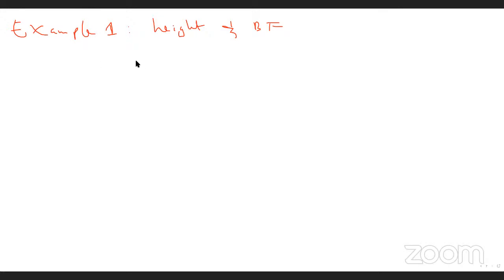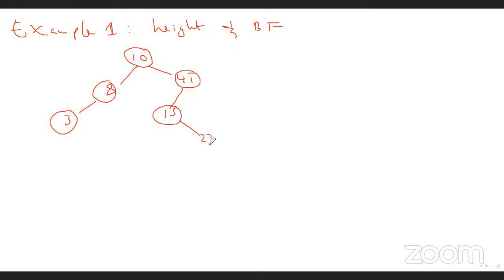Okay, we got 10. So 10 comes in here. 10 is the first number. Then we got 8. 8 will go on this side because 8 is smaller than 10. Then we got 41. It will go on the right-hand side here. Then we got 15. That will go here. Then we got 3. 3 will go here. Then we got 27. So 27 will go here. And then we got 42. So 42 will go here.